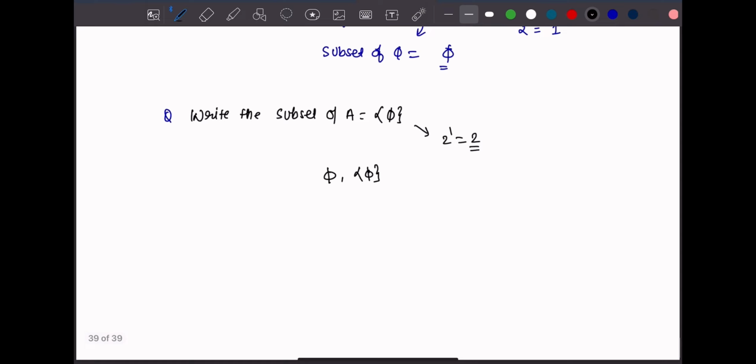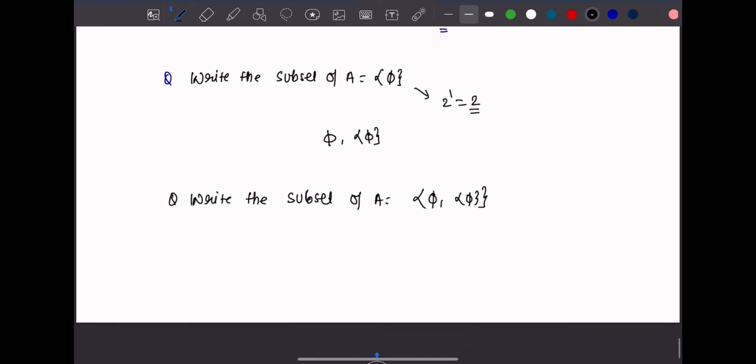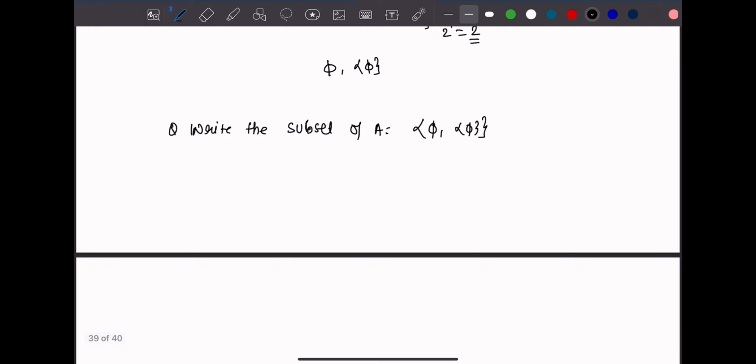Okay, question number 3. Write the subset of set A, that is 5 and curly bracket of 5. okay, enclose in curly bracket. A set A we have with element 5 and curly bracket of 5, which means our answer is what? In this one we have two elements. Okay, two elements we have, which means 2 power 2, and 4 subsets we will get. A 4 subset is what?